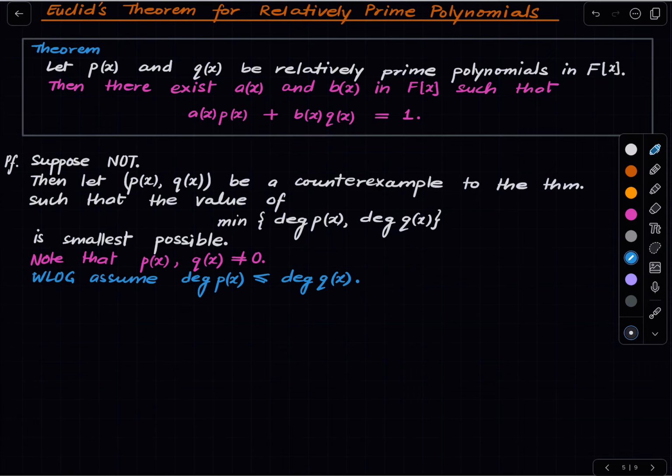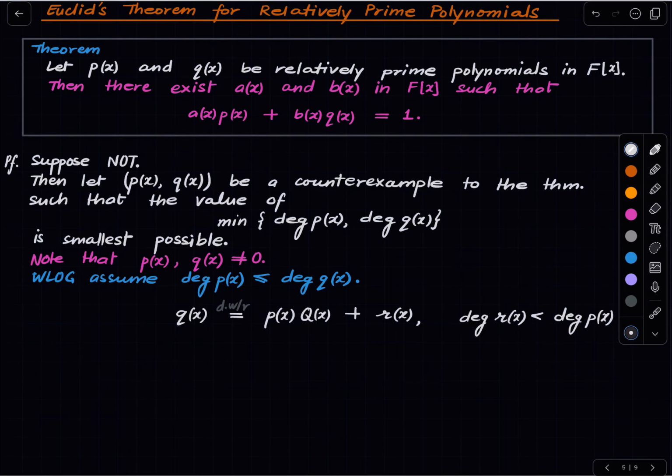Alright, and now we will use the division with remainder theorem. So division with remainder gives that we can write q(x) as p(x) times some capital Q(x) plus R(x). Okay, and this is division with remainder, where the degree of R(x) is strictly smaller than the degree of p(x).